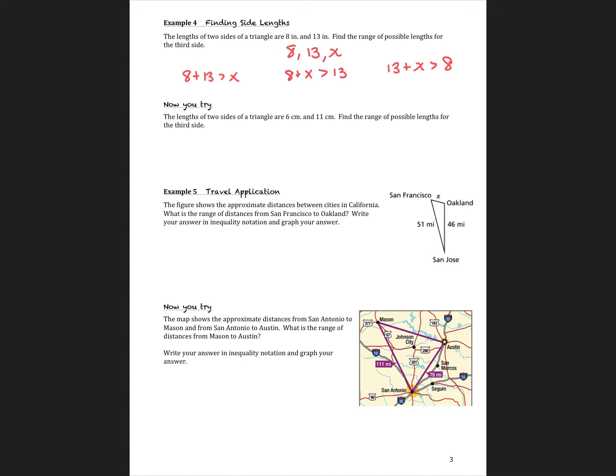And then you're going to solve all of these. One of them will cancel out because it'll be negative. So it's 21 is greater than x. And then this one, subtract 8 from both sides, and x is greater than 5. And it's a compound inequality, so we write our final answer as small number less than x less than big number.